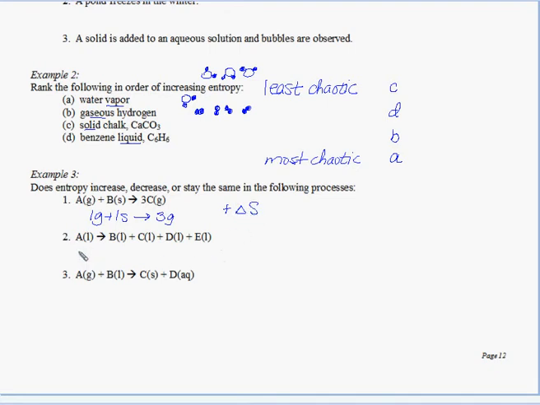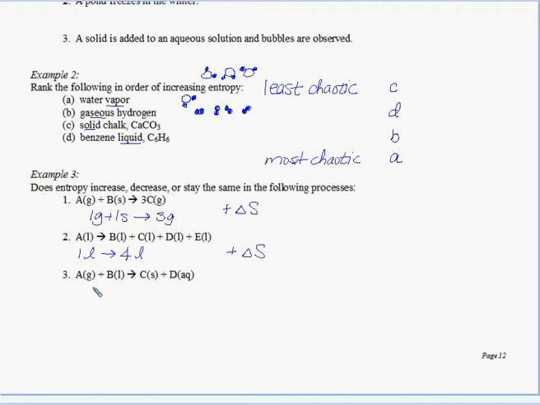In number 2, we're going from one liquid over to 4 separate liquids, all mixed together. Again, because of the fact that we're increasing in how many there are, and because we're mixing our products together, that's going to give us a nice positive entropy as we increase the amount of chaos.